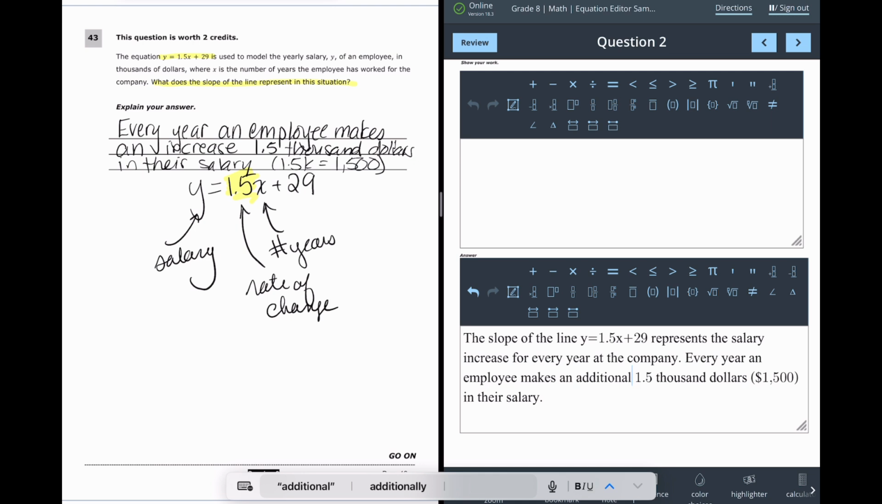So look at your answer and see, did you write down what the 1.5 represents, that's the additional they make, and did you explain it clearly? If you did, give yourself 2 points. If you kind of did, it's somewhere in that range, give yourself 1. If you are absolutely nowhere close, then you would give yourself a 0. Like if you talked about the 29, you would give yourself 0 points.